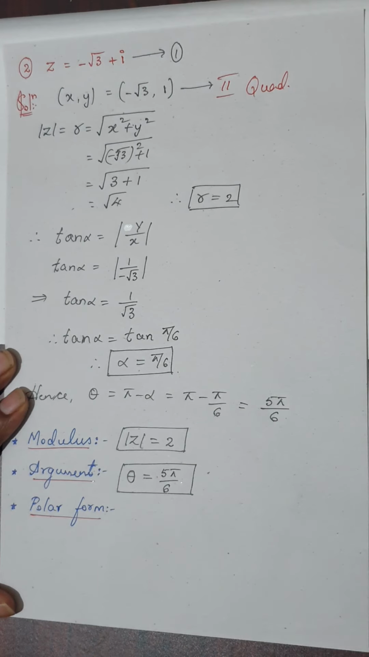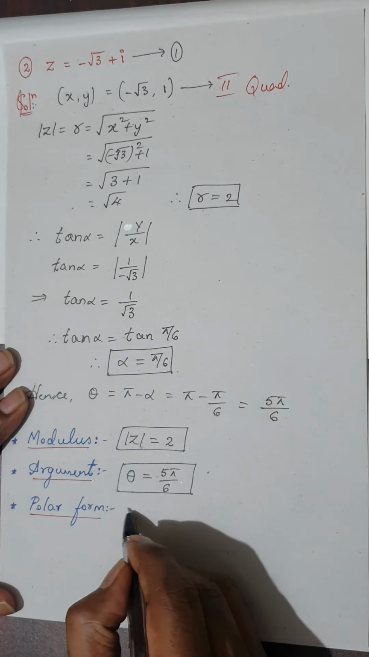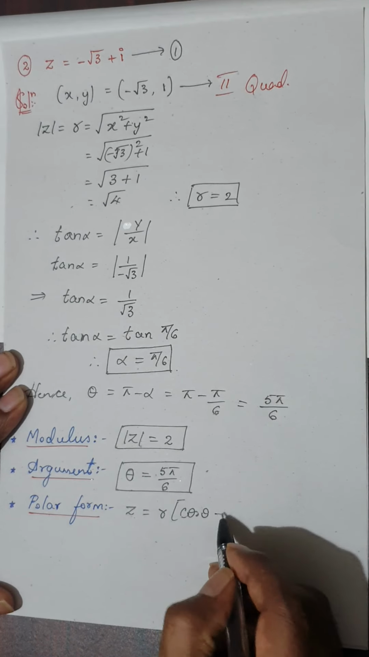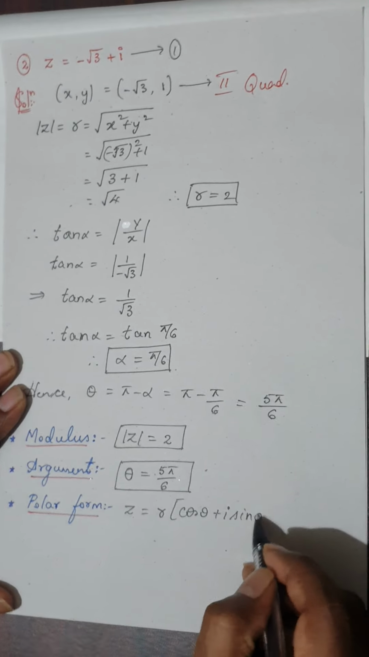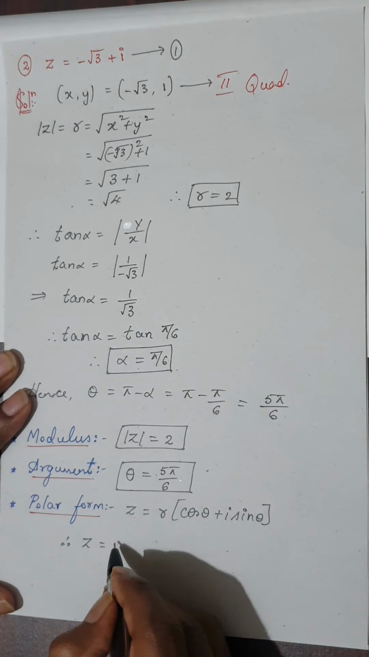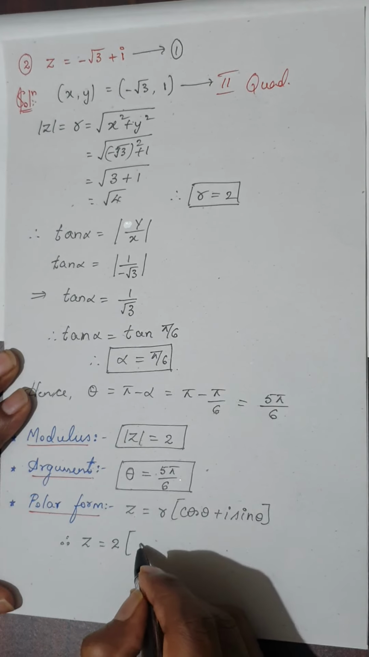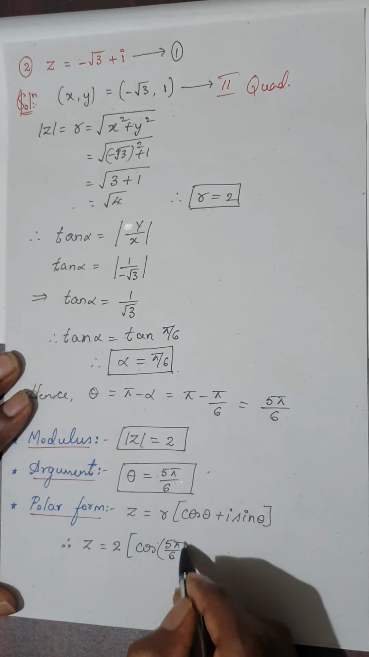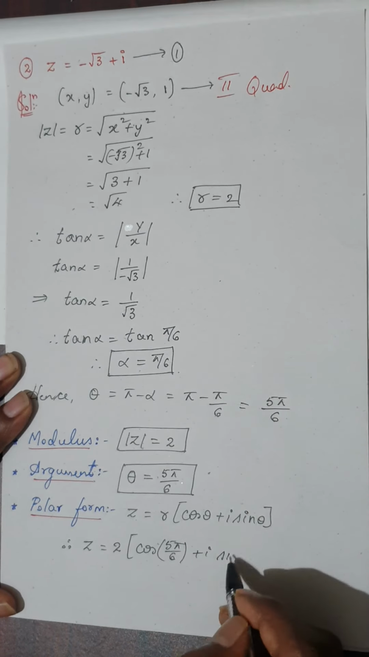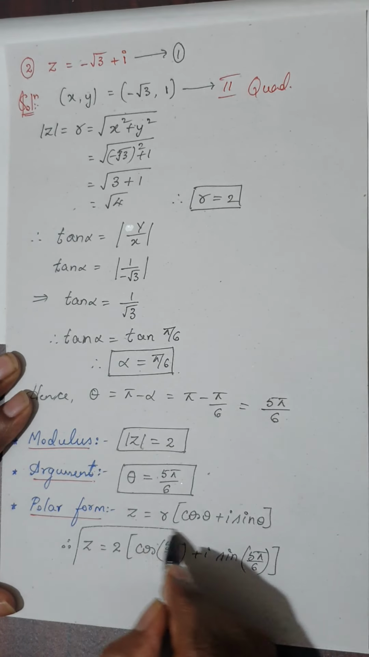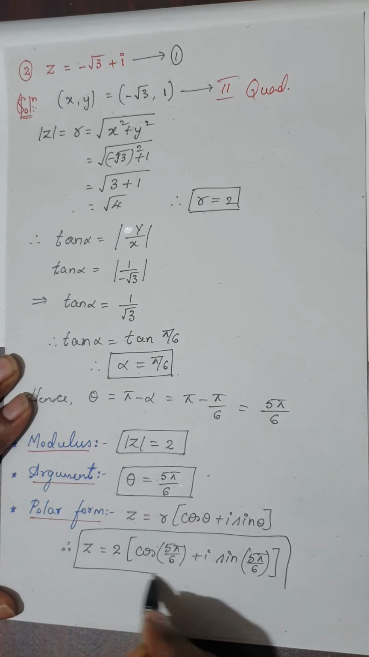Okay, that's it. Now coming to the polar form, we know the polar form is nothing but z is equal to r into cos theta plus i sin theta. Therefore, what is the polar form? z is equal to r value is 2. So 2 into cos, what is theta? Theta is 5 pi by 6 plus i sin again theta, which is 5 pi by 6. So this completes the given solution for the question.